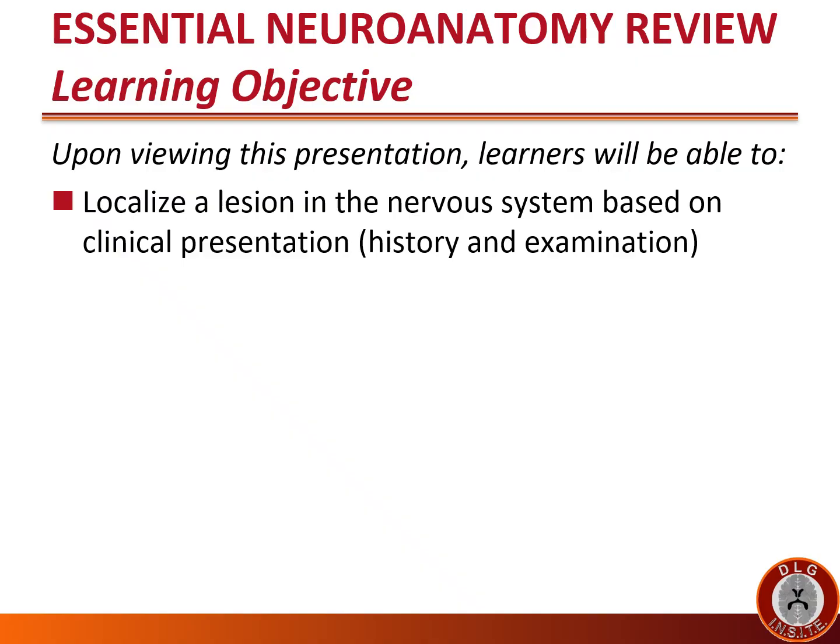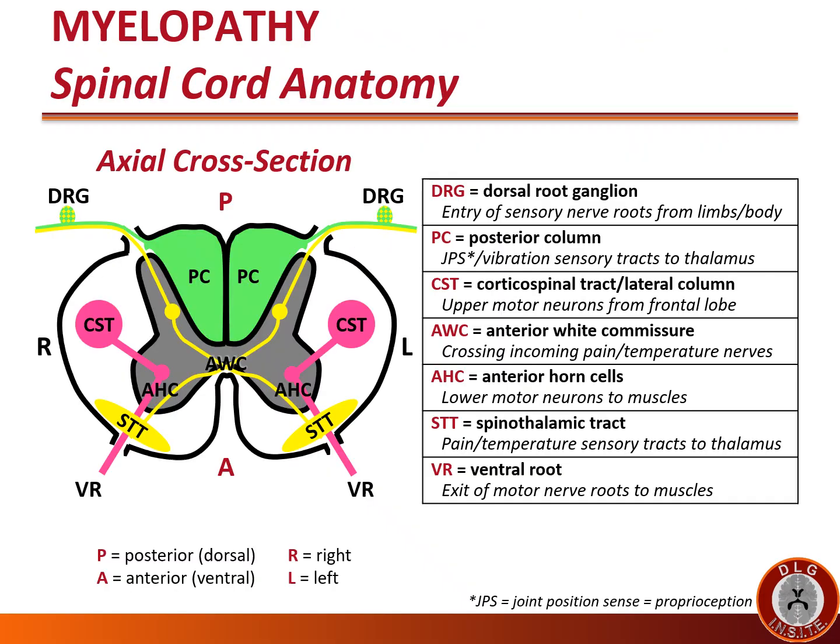For Essential Neuroanatomy Review, the learning objective is to localize a lesion in the nervous system based on clinical presentation, that is to say, the history and examination. Let's first review spinal cord anatomy. And this is an axial cross-section of the spinal cord.